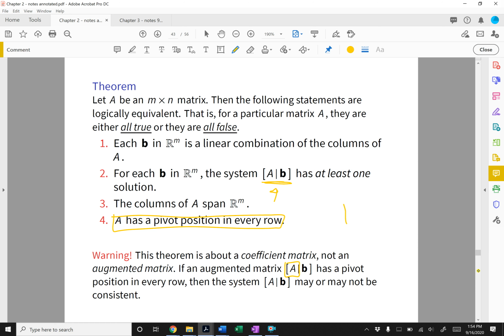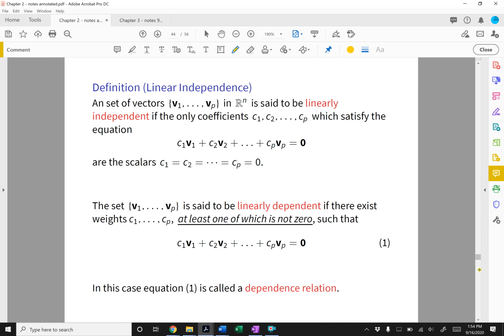If you have a pivot position in every row in an augmented matrix, that may or may not be consistent, may or may not have a solution. Okay, a new definition. Let me talk about the idea of linear independence first before we throw out a definition.